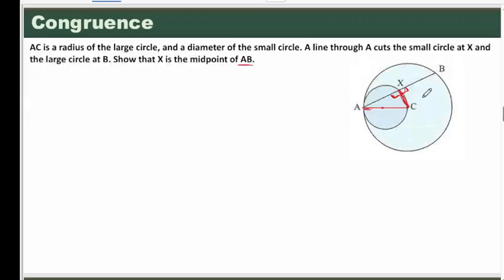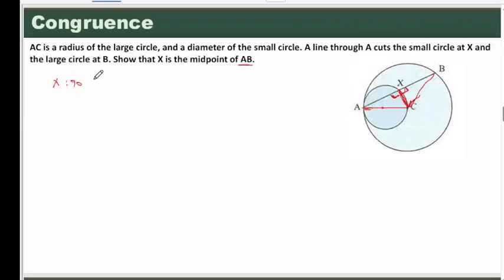C is the center of the larger circle, so I start. Draw a line from B to C that is a radius. So I start to prove X equals 90.